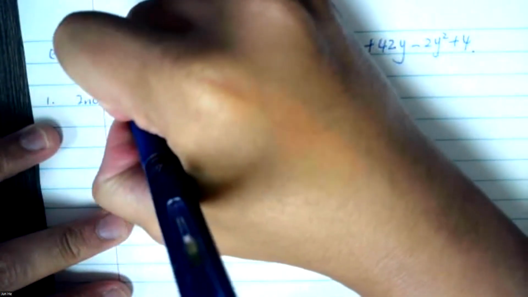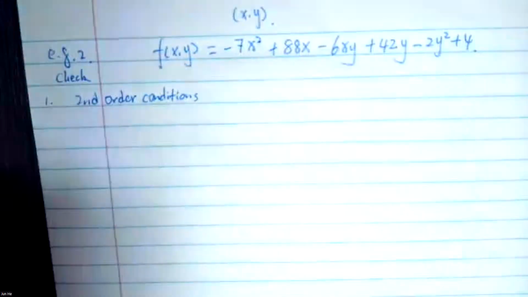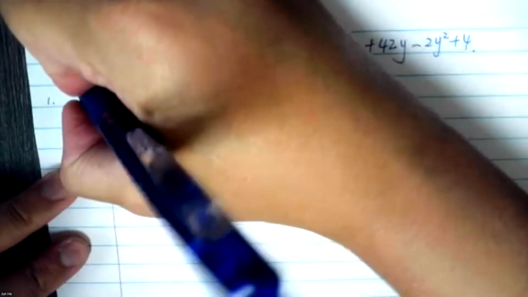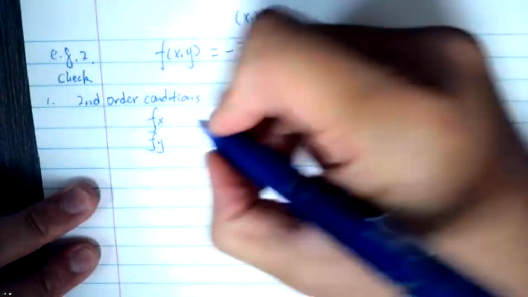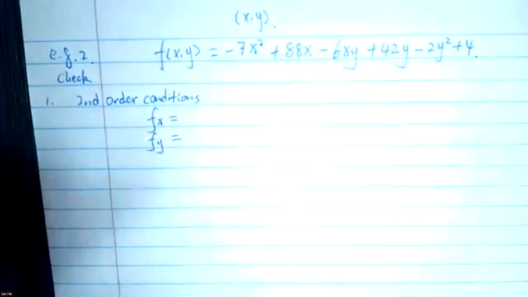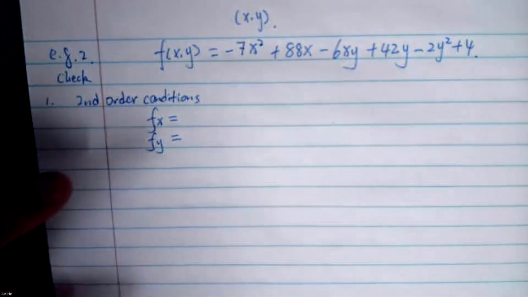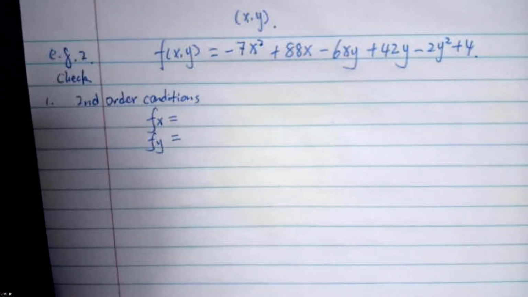So again, let's start with the first step, which is second order conditions. We need to check this. So what we do here is, first we need to derive the first order conditions in order to obtain the second order. All right, so we derive the first order derivatives, so as to get the second order derivative, then to check the second order conditions.